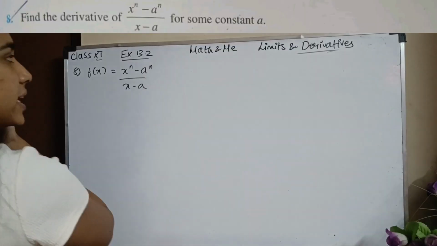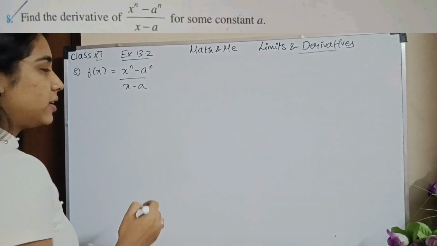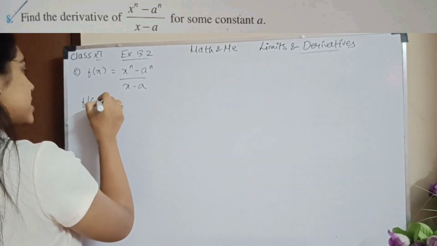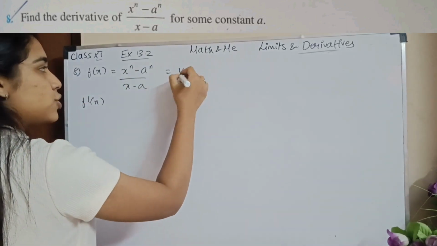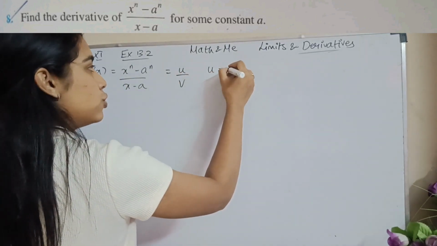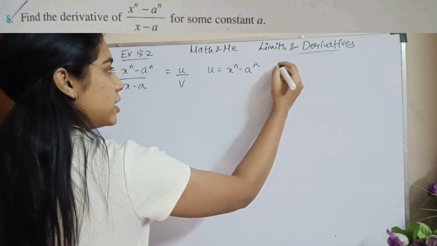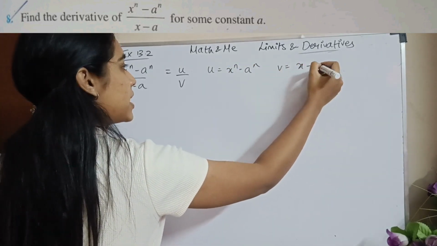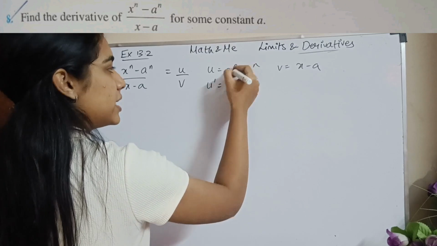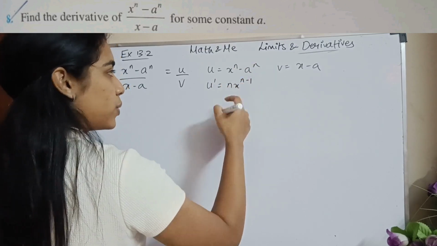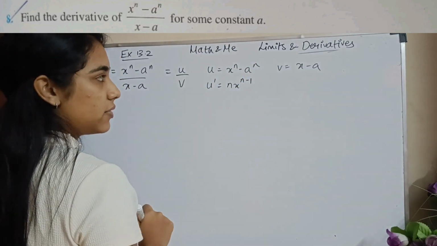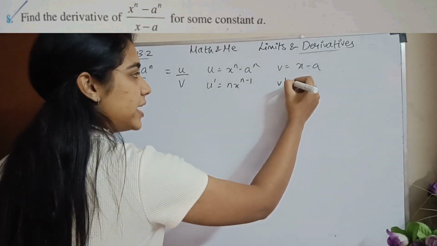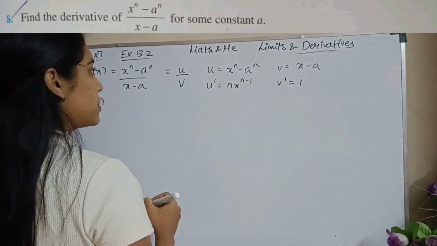8th question. f of x is given to be this. I need to find the derivative, so it is f dash of x. This is the quotient rule, so this is u divided by v. So, what is my u? x to the n minus a to the n. My v is x minus a. So, u dash is n x to the n minus 1. a is a constant, so the derivative of a constant is 0. v dash becomes 1. So, what is my formula?